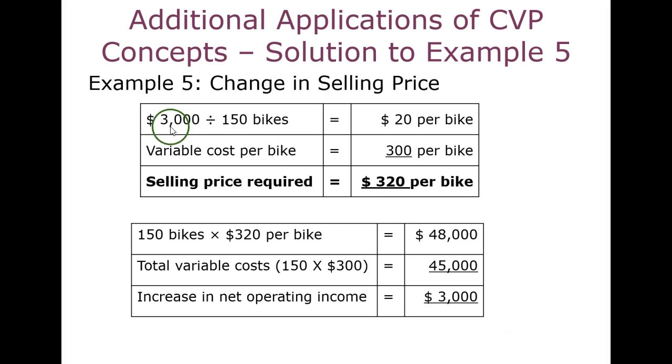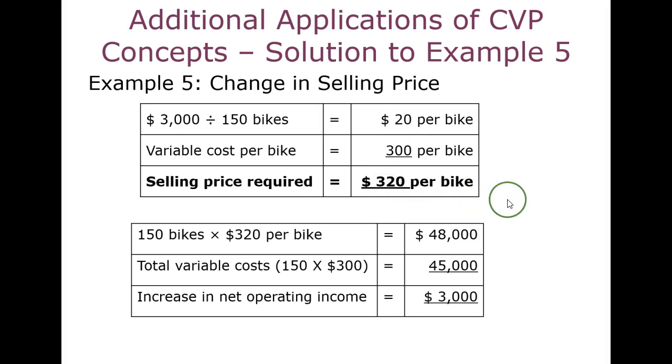Let's take the $3,000 that we want in total in profits, 150 bicycles here. So it's $20 per bicycle we need to cover. Our variable costs are $300, and so we want to have $320 per bike to get covered. So this is the selling price required. If it costs us $300 to make, and we want to have profit of $20 per bicycle, we have to sell the bike for $320.